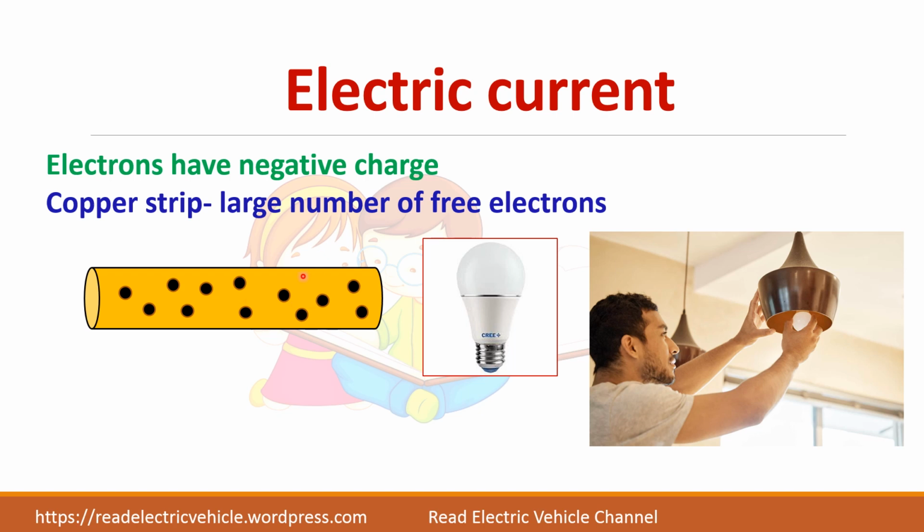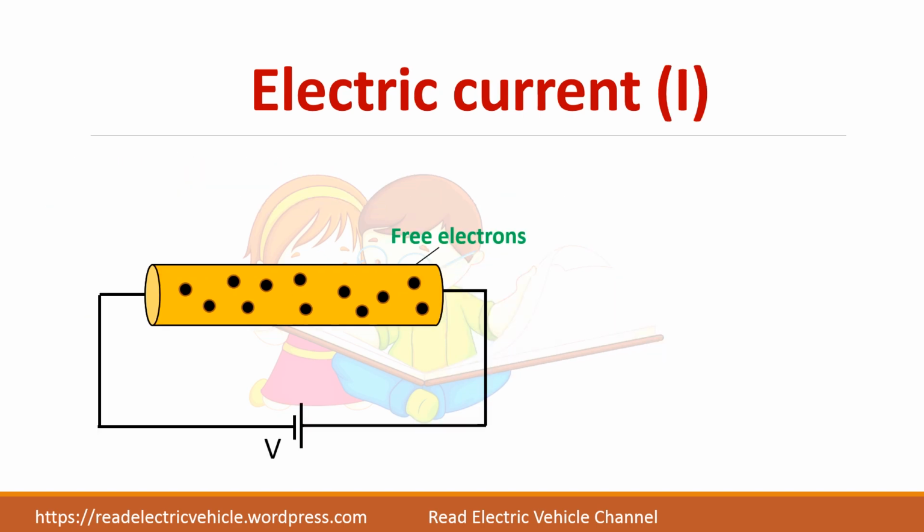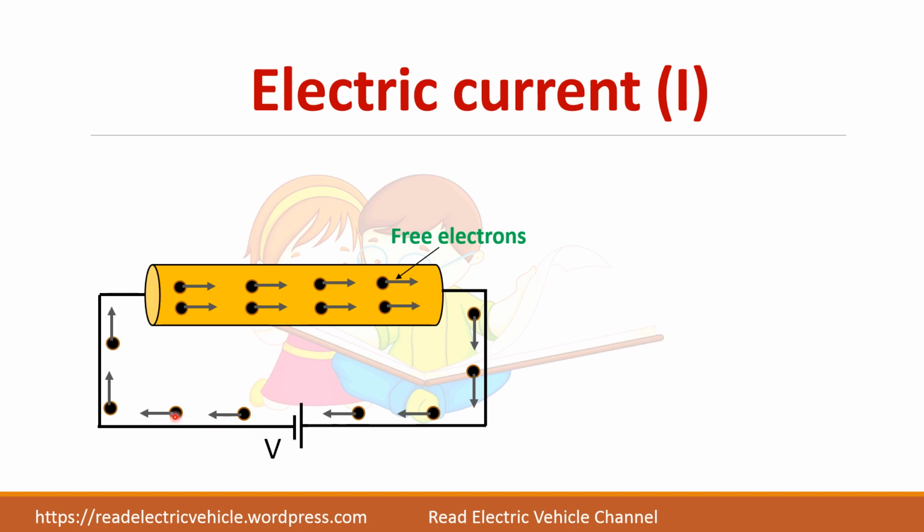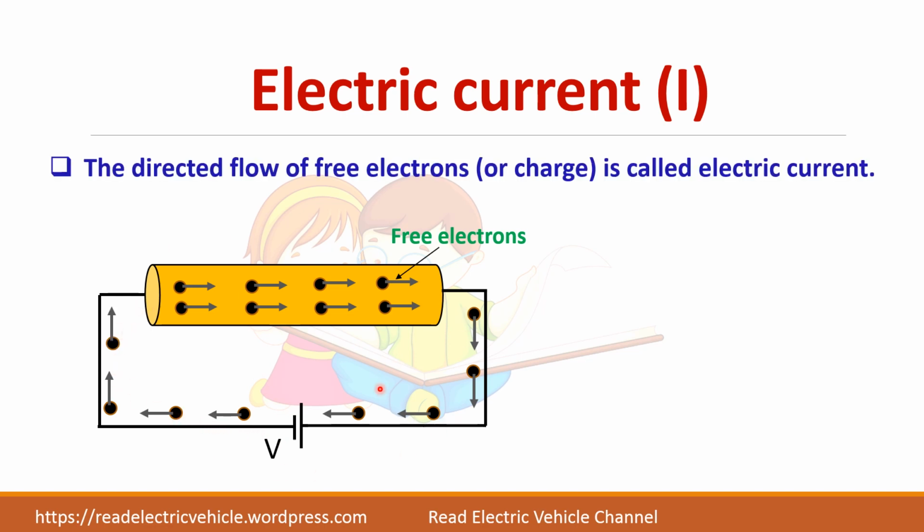If I want to make the current flow in this copper strip, I have to apply a potential across this strip. Now, we have applied the electric potential across the copper strip, and the electrons which are negatively charged will be attracted towards the positive terminal. And this directed flow of electrons is called the electric current. So the direction of the free electrons is actually the electric current.